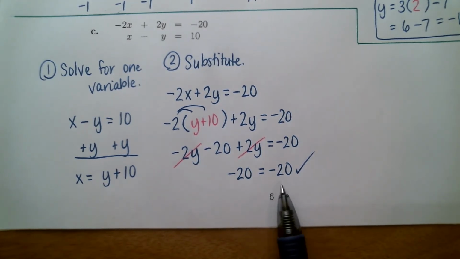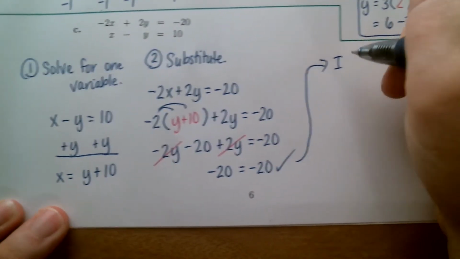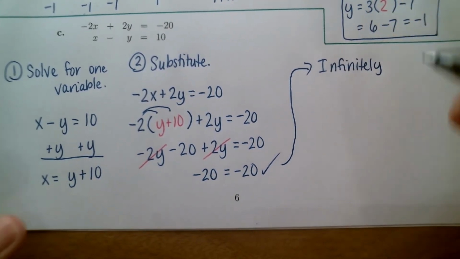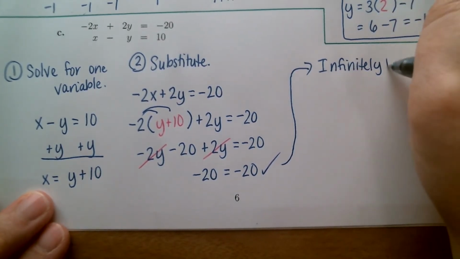And so in that case, since it's a true statement, there is a solution. There's just infinitely many of them. So getting a true statement indicates infinitely many solutions. If you had gotten something false, say something like 0 equals negative 20, that would have been no solution.